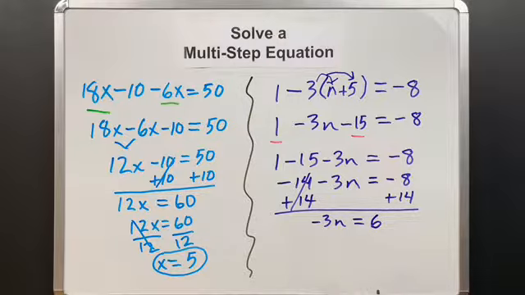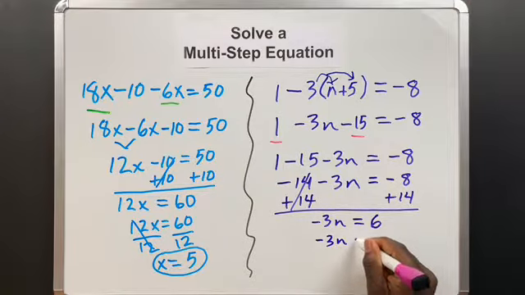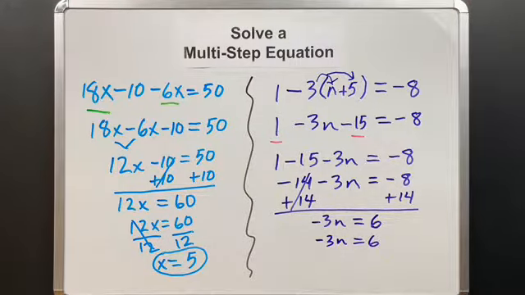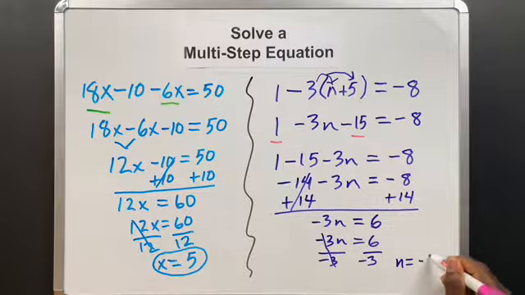We need to get rid of the negative 3, which is the coefficient. So I'm going to write that equation here again so I can make the next step explicit. The opposite of multiplying by negative 3 is to divide by negative 3. Whatever you do to one side of the equation, you do to the other side of the equation. Now, this crosses out. Negative 3 divided by negative 3 is 1. So then our final answer is we have n equals 6 divided by a negative 3 is a negative 2.